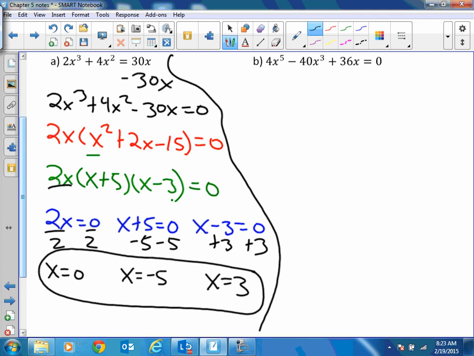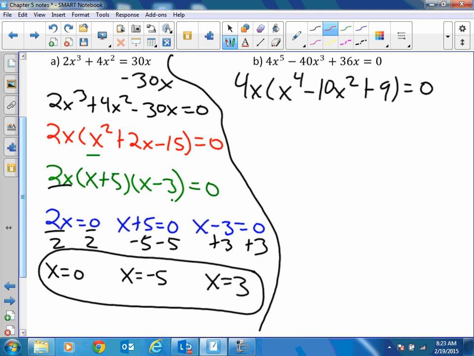Let's go to the next one. Again, always look for greatest common factor. They all have a common factor of 4x. So you take out 4x, you're left with x to the 4th minus 10x squared plus 9 equals 0. Okay? We have 3 terms. Okay? If we have 3 terms, we want to do some form of the AC method.